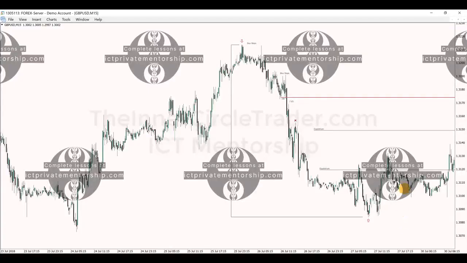Okay. So we have the equilibrium price point. Anything above that is premium. Anything below that is discount. So right now we're in discount. So I was looking for a reason to see price trade up into this breaker, which is an hourly breaker. Now, if we blend this concept with the range aspect, equilibrium starts right here.